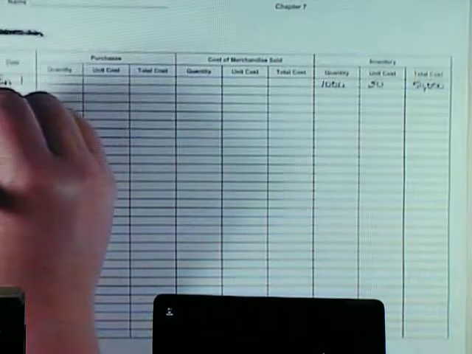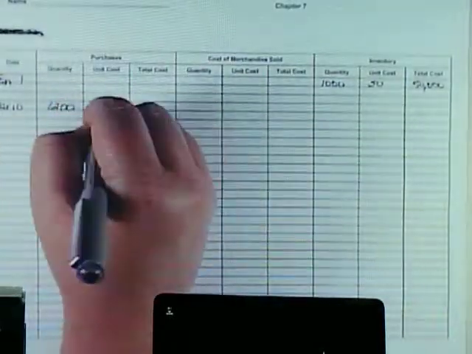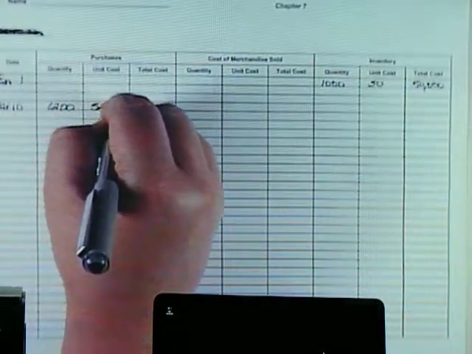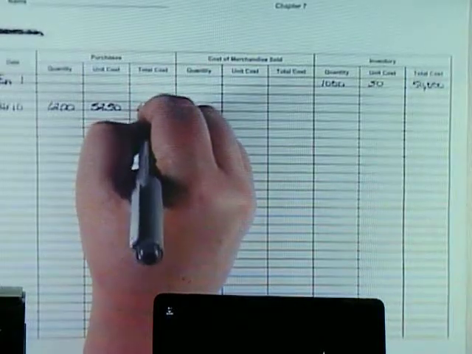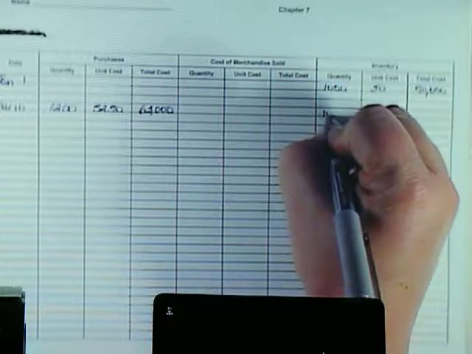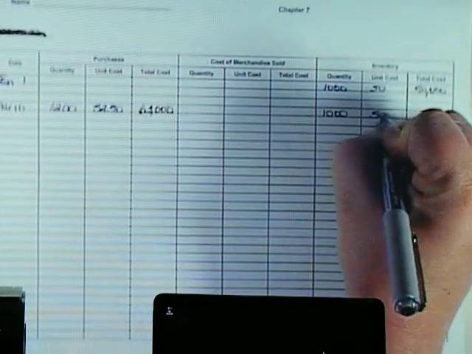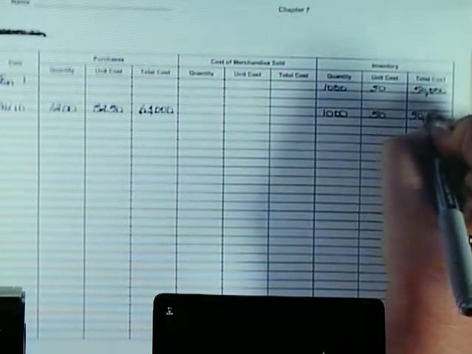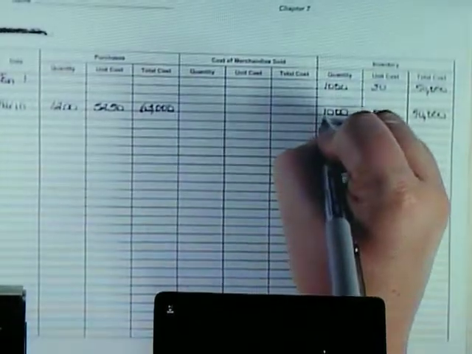On March 10th, we are going to purchase 1,200 units at $52.50 each for a total of $63,000. We're going to bring our inventory down.